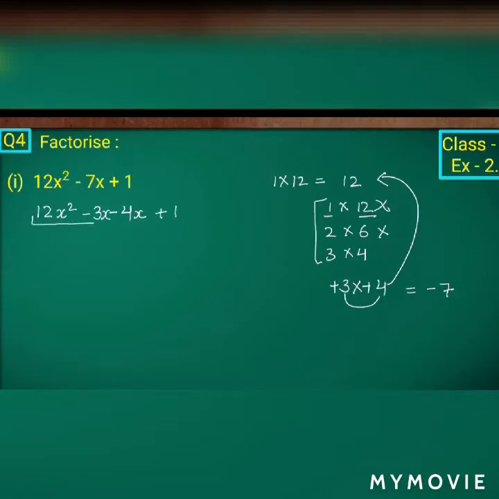Now if you observe the first two terms, that is 12x square minus 3x, we can take the common term. Anyway, 12 and 3 are both multiples of 3, so I'll take 3x common. What will remain? 3 into 4 gives 12, x into x gives x square, so 3x into 4x gives 12x square. Since I have taken 3x common, what will remain inside the bracket? 4x, and minus 3x, I have already taken 3x common, so what will remain here?